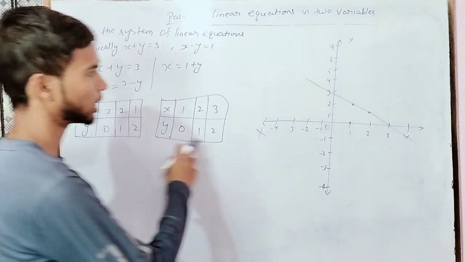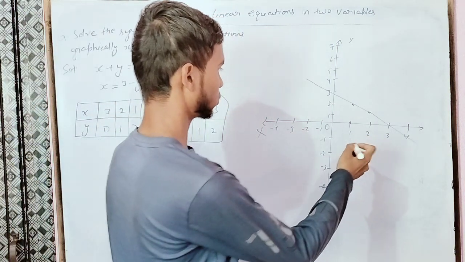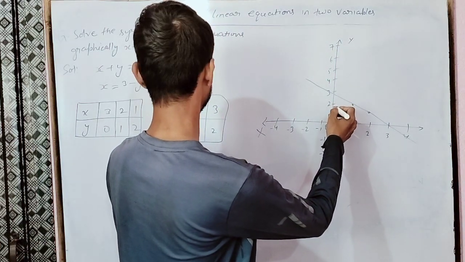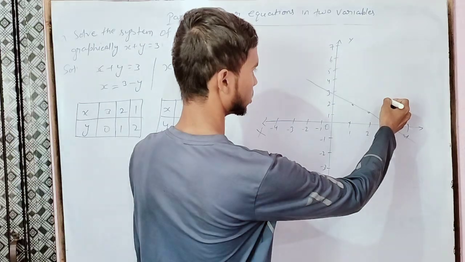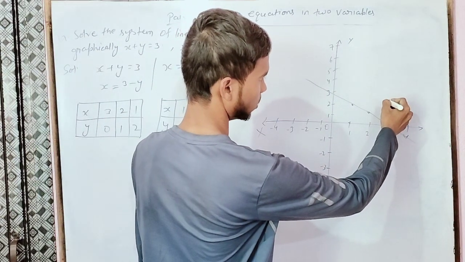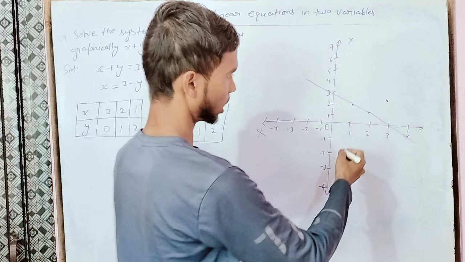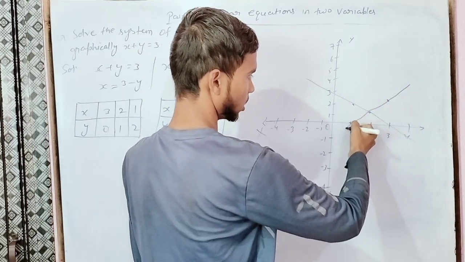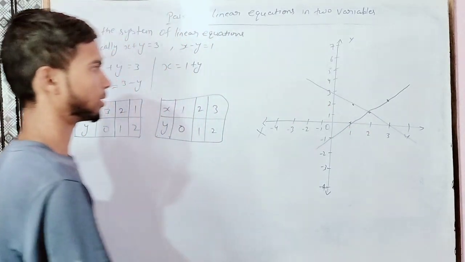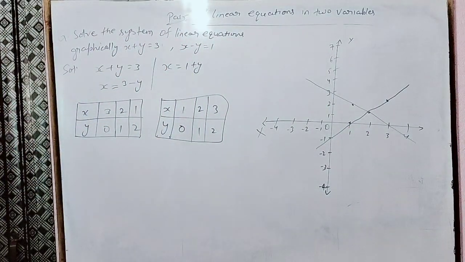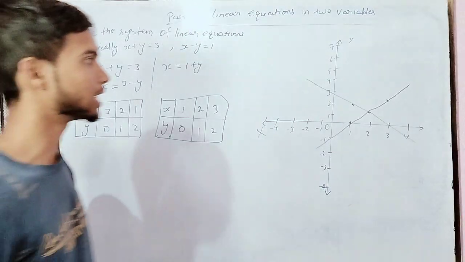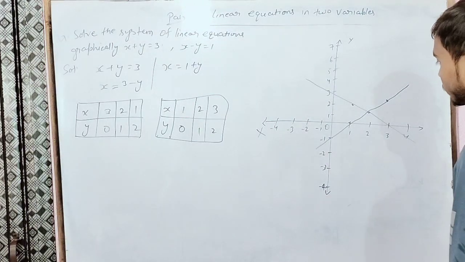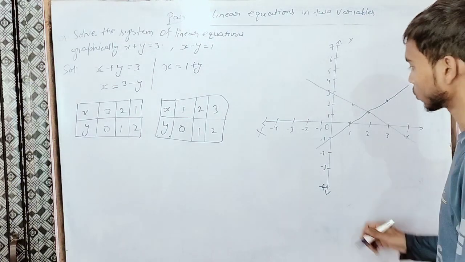Now third, y is as a 2. So y 2 where? 2 here. And x 3. So this is coming over here. Now we can draw a straight line which will contain all 3 points. Now we have 2 straight lines in which both lines are containing their 3 points.